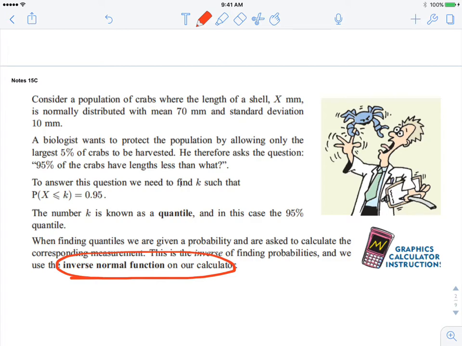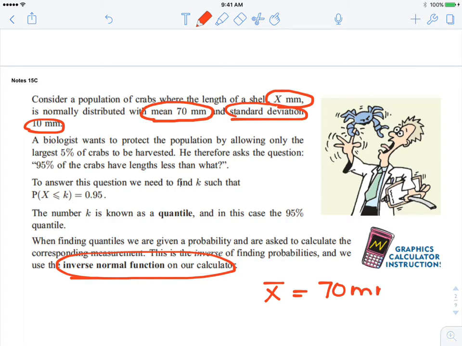So consider a population of crabs where the length of a shell, x millimeters, is normally distributed with a mean of 70 millimeters and a standard deviation of 10 millimeters. So our mean is 70 millimeters and our standard deviation is 10 millimeters. A biologist wants to protect the population by allowing only 5% of the crabs to be harvested. He therefore asked the question, 95% of the crabs have lengths less than what?